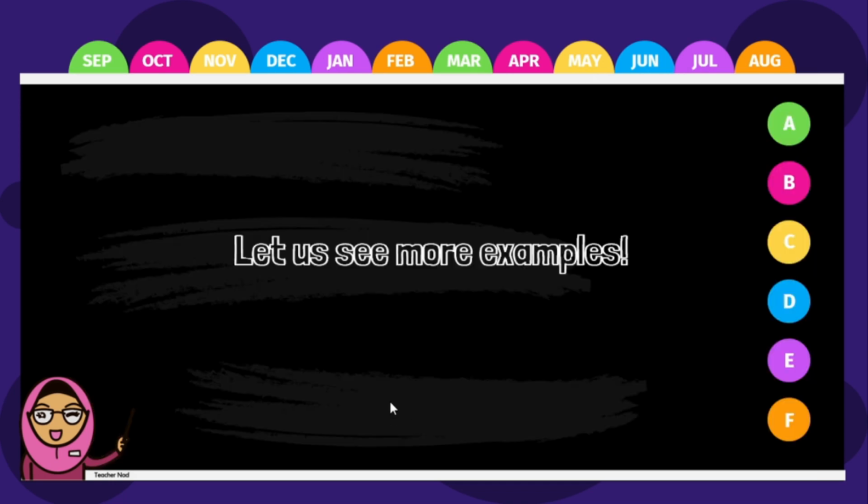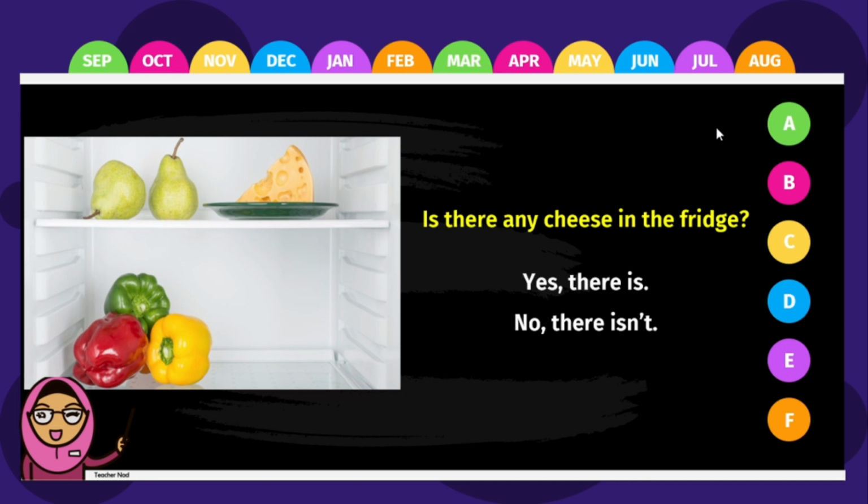Okay, boys and girls. Now, let us see more examples. Okay, I will show you more examples so that we will understand it better. Okay, example number 1. Is there any cheese in the fridge? Can you guess the answer? Ada cheese ke dalam peti sejuk ini? Of course! It is cheese, right? So, the answer is yes, there is.